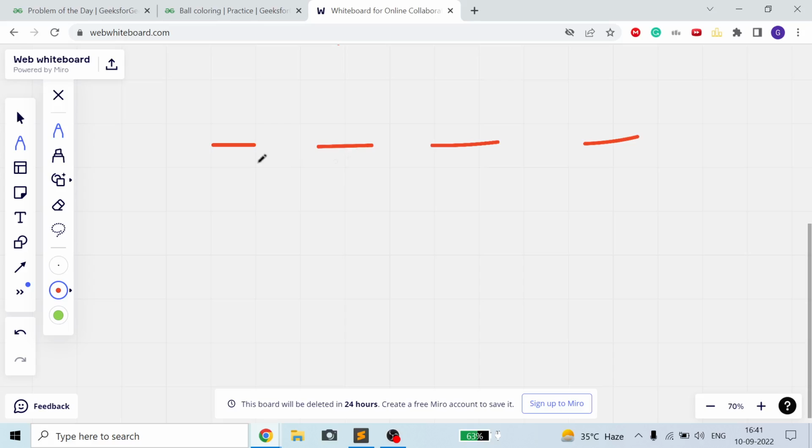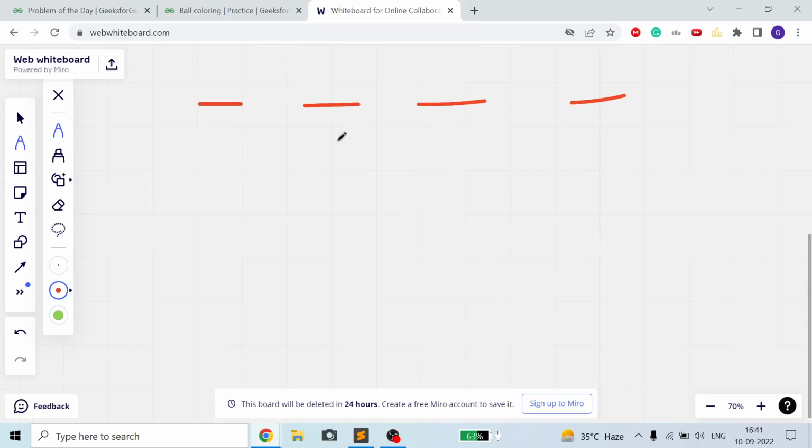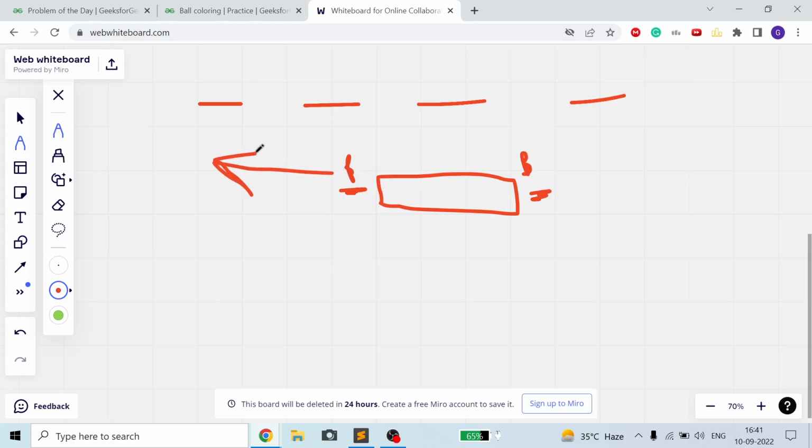So these are four colors. Now, for taking at most two different places, suppose this is a continuous segment. Here is blue, here is blue. First of all, I have taken a segment of red. All the balls before it are blue, all the balls after it are blue.